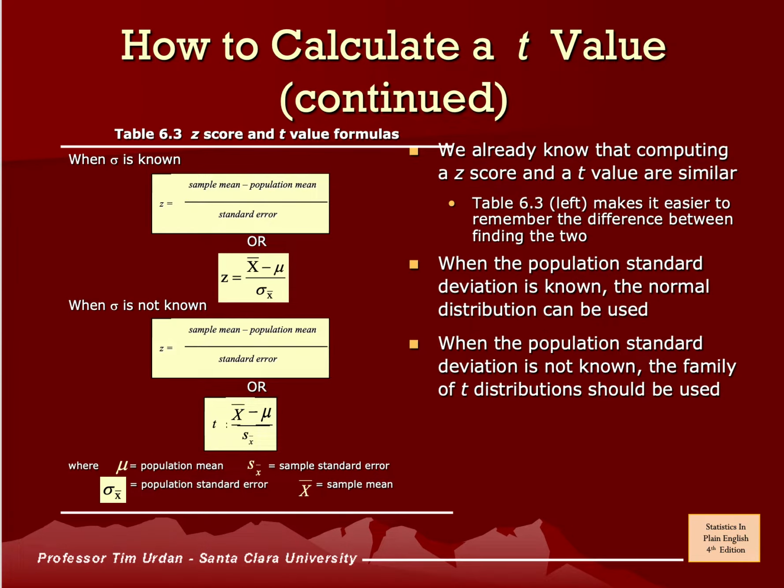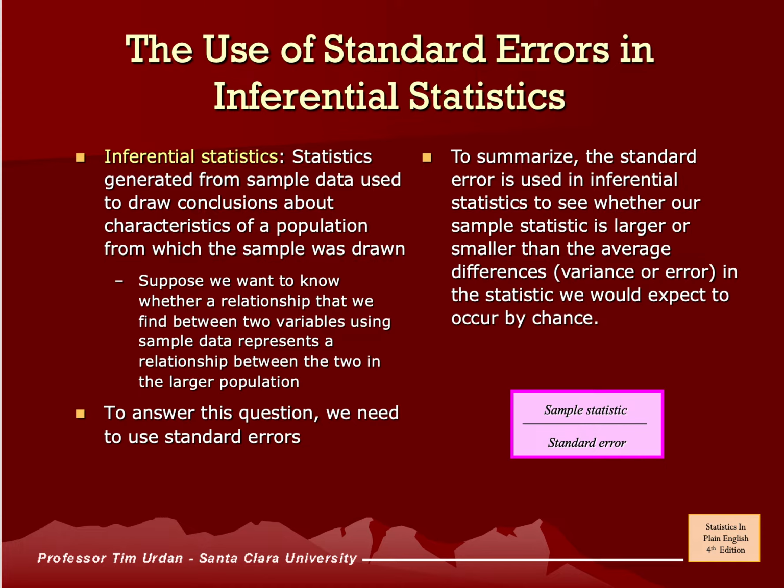So let's continue looking at this. If I already know that I'm calculating a z-score and a t-value, and they're going to be really similar because the sample size is adequately large, table 6.3 makes it easier to remember the difference in finding the two values. When the population standard deviation is known, the normal distribution can be used. If the population standard deviation is not known, then we're going to use the t-distribution. So that's how you're going to distinguish between the two.